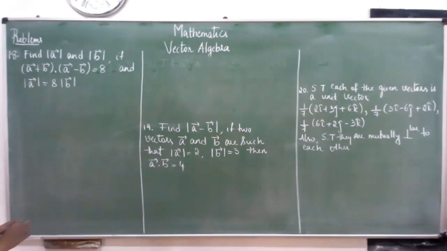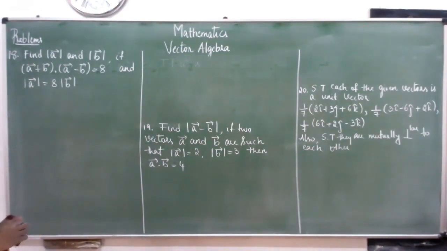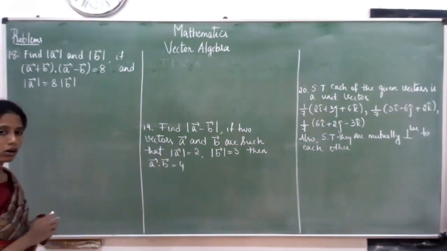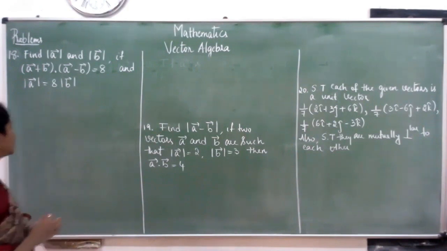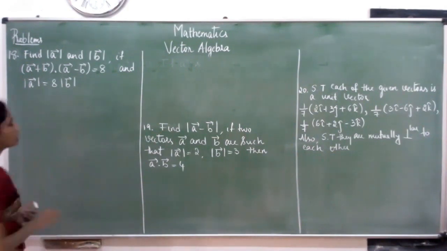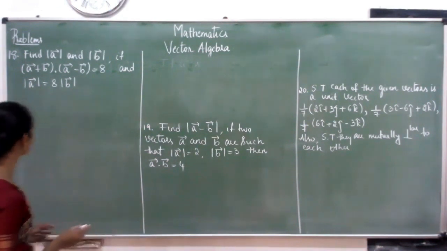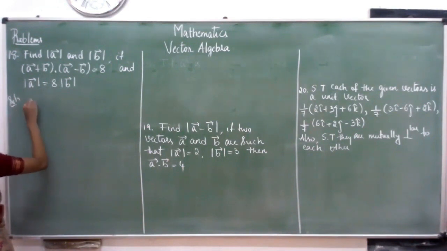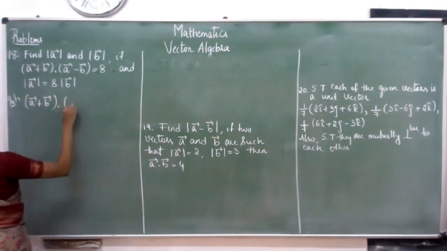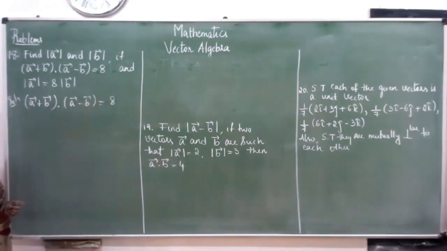Find magnitude of vector A and magnitude of vector B if vector A plus vector B dot vector A minus vector B is equal to 8, and also they have given a clue that magnitude of vector A is 8 times magnitude of vector B. So let us consider for the solution, let us consider vector A plus vector B dot vector A minus vector B, which is equal to 8.